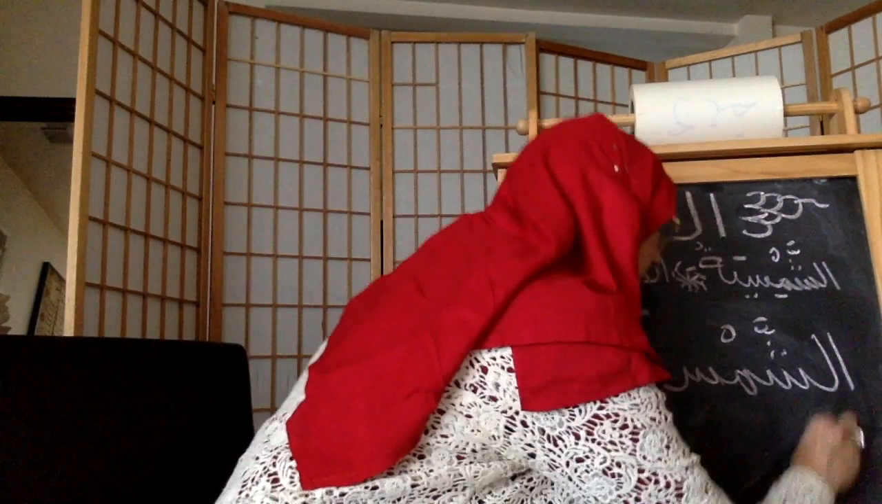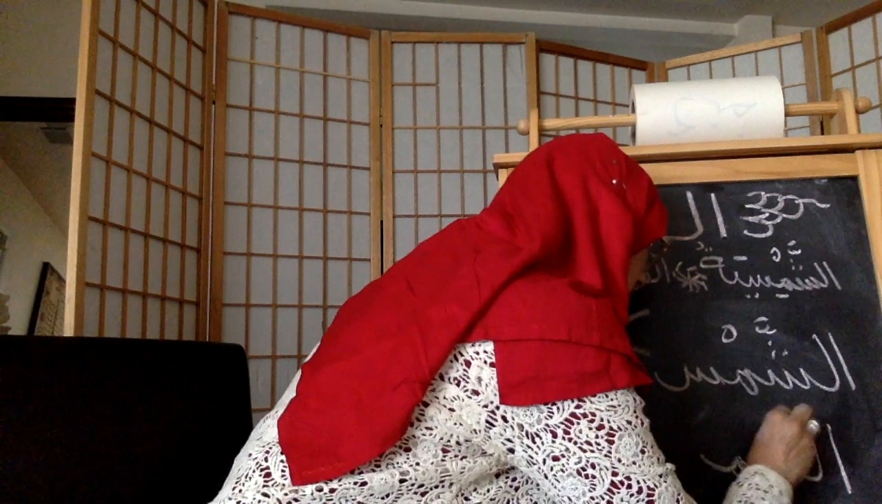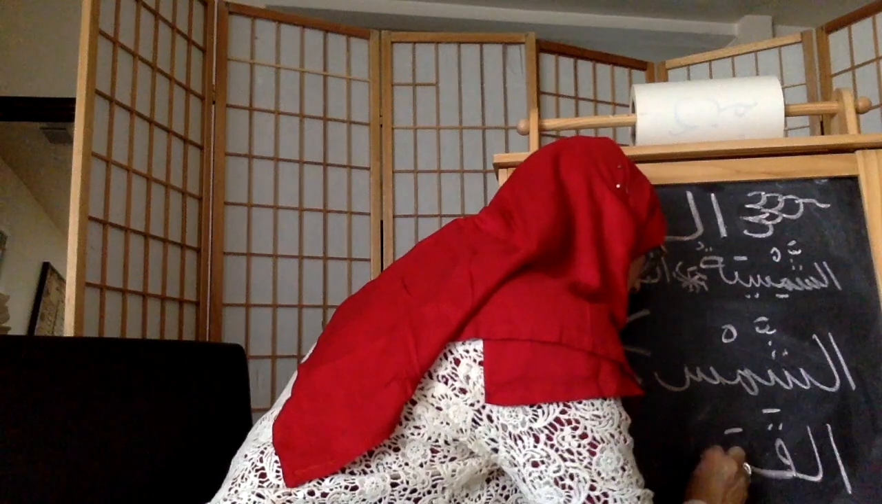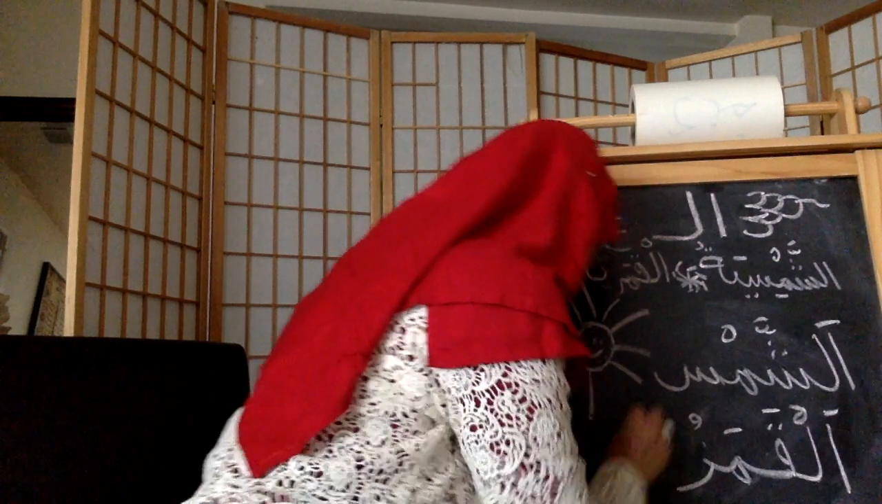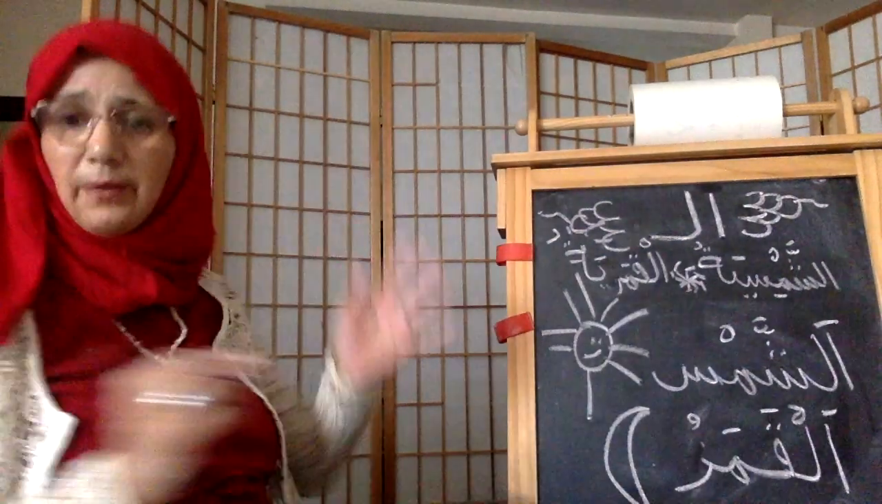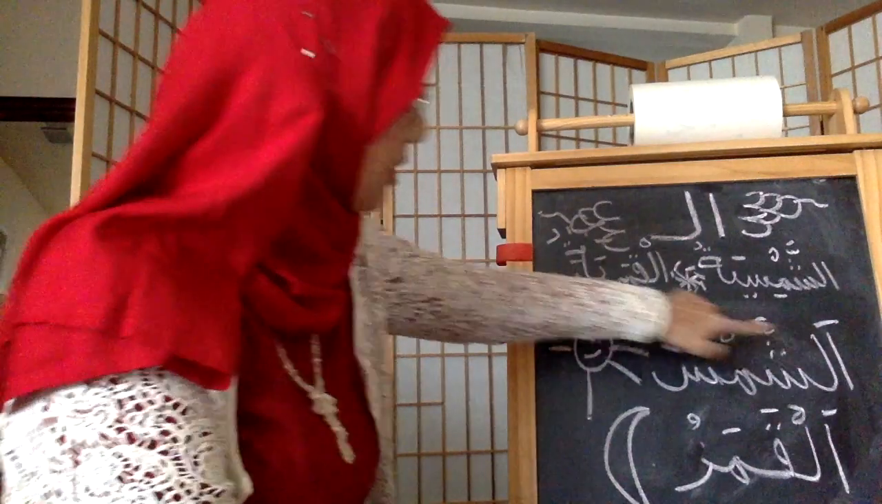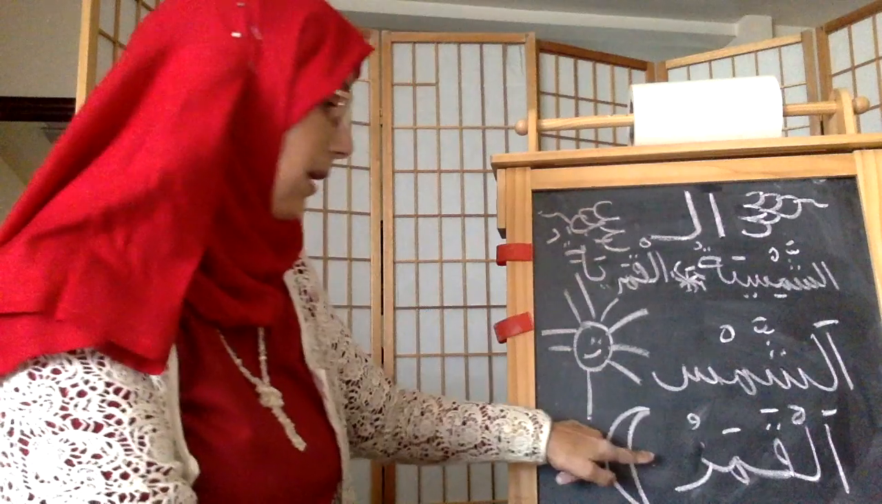Al-Qamar means the moon. Okay? So, al-Shamsiyah is in al-Shams. Al-Qamariyah is in al-Qamar.